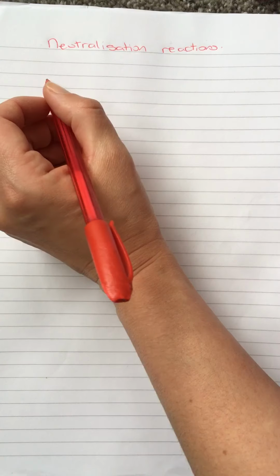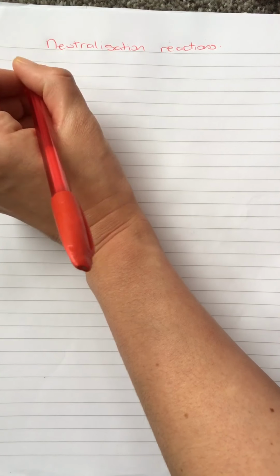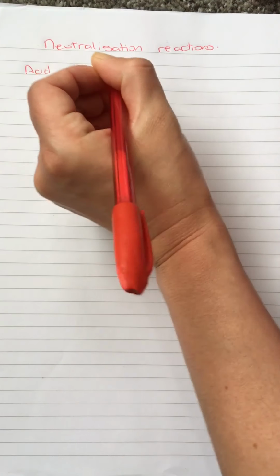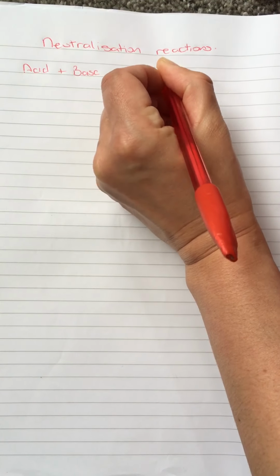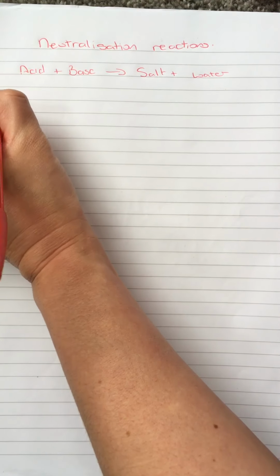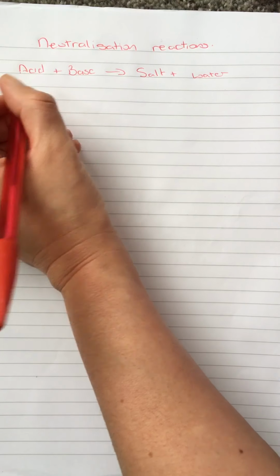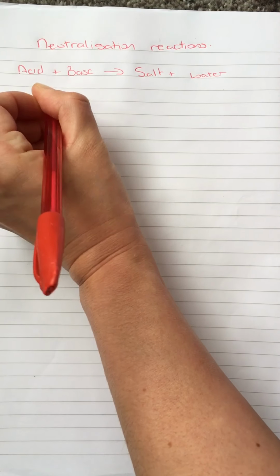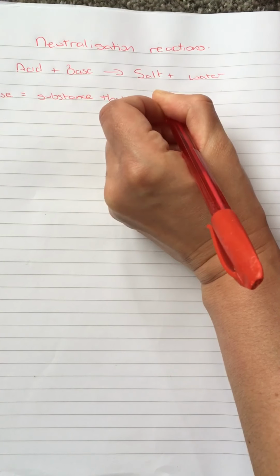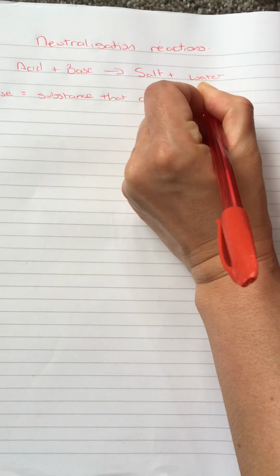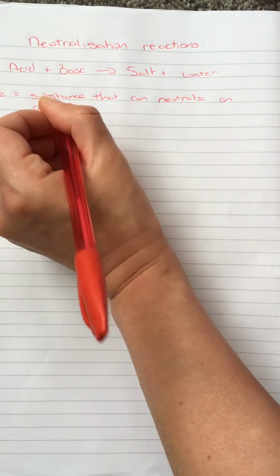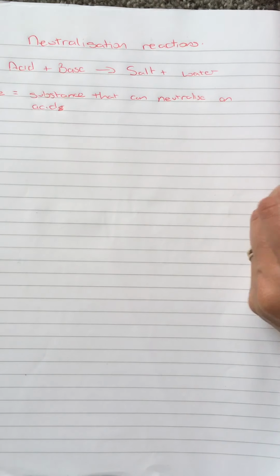Now, very simply, a neutralisation reaction is a reaction where an acid reacts with a base to form salt and water. Now, a base is a substance that can neutralise an acid. And there are several types of substances that we consider bases.